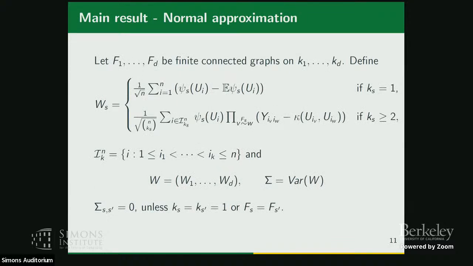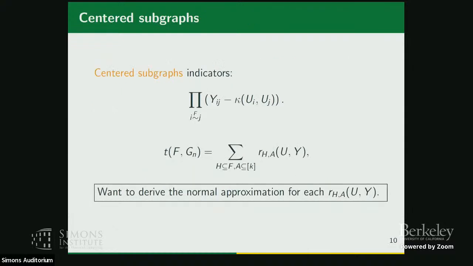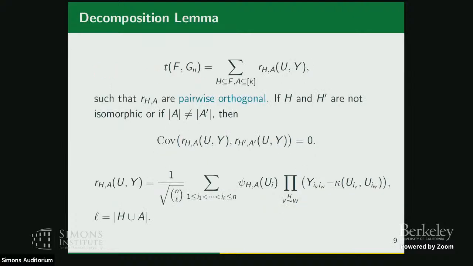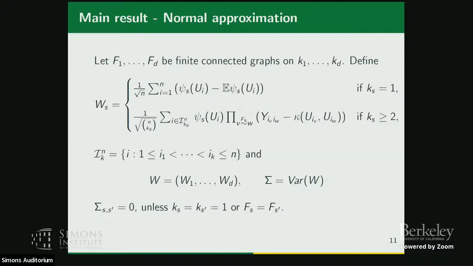And this is our main result now. I'll come to the example a bit later. I'll just state the result first. Our result says that if we take any d different graphs f1 to fd, what we are trying to do now is prove a central limit theorem for quantities of this type, where you have the centered subgraph indicators weighted by node labels and scaled appropriately. We want to prove a CLT for such things.